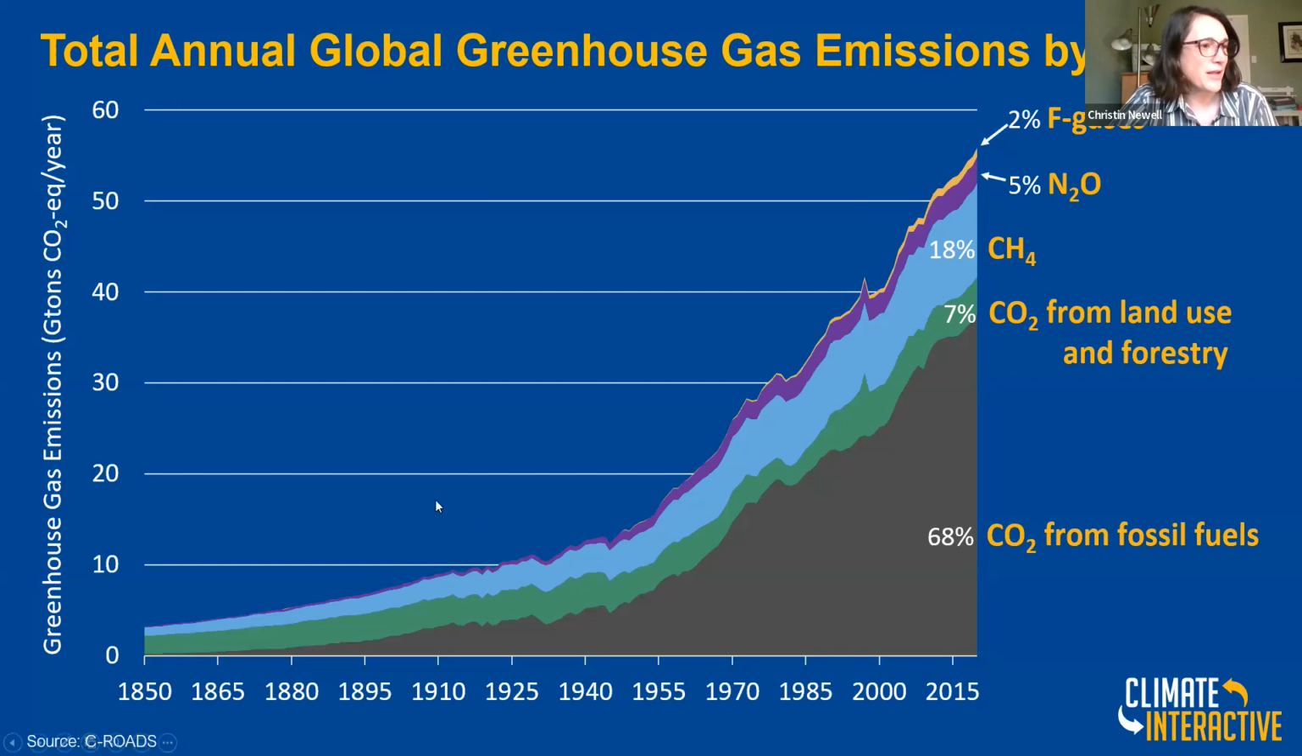Here's the breakdown of the different greenhouse gases and their growth over time. You can see the CO2 from fossil fuels, and then the green stripe is carbon dioxide from land use and forestry. And right now we're at about 18% from methane. Does anyone know what the nitrous oxide is from? About 5%.